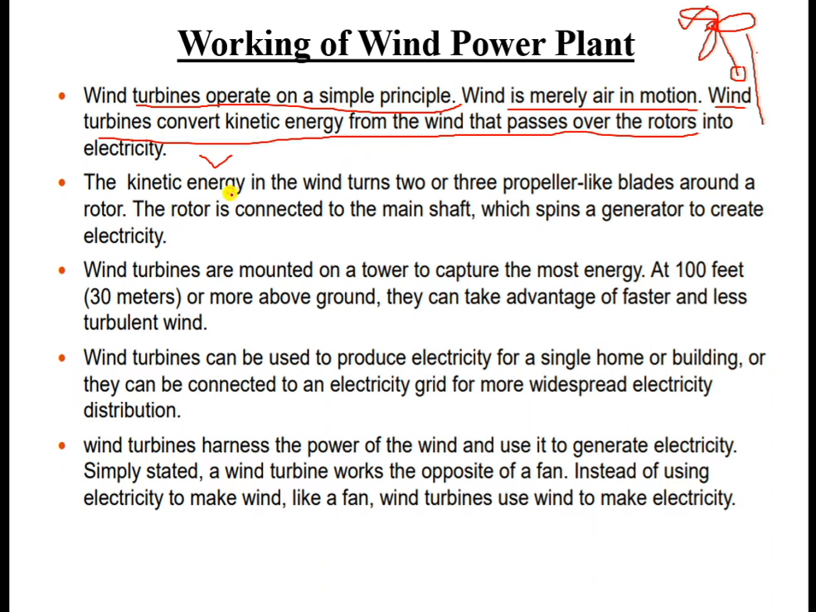That is, the kinetic energy in the wind turns two or three propeller-like blades around a rotor. In turn, what is our purpose? To rotate this rotor system with the help of wind. That is important.